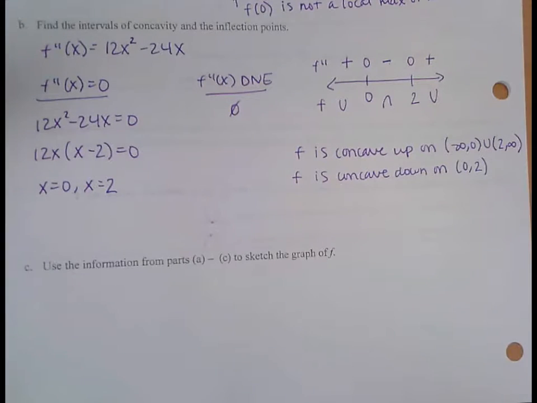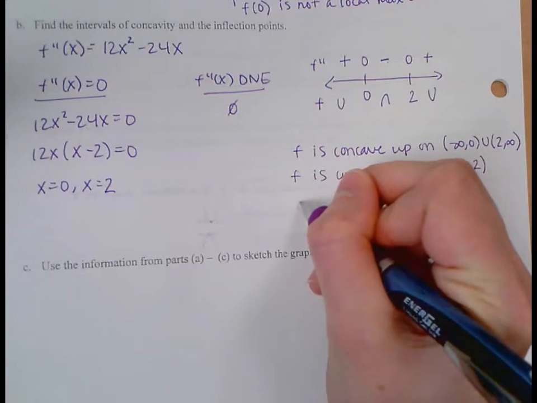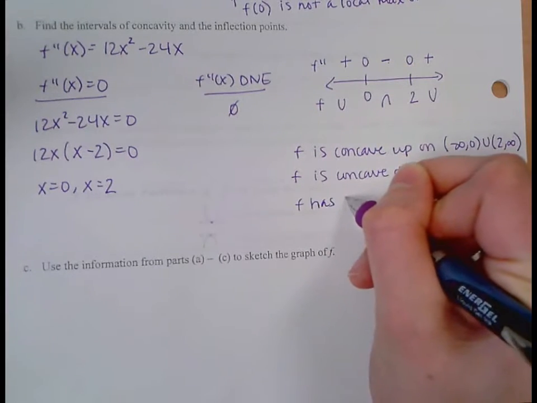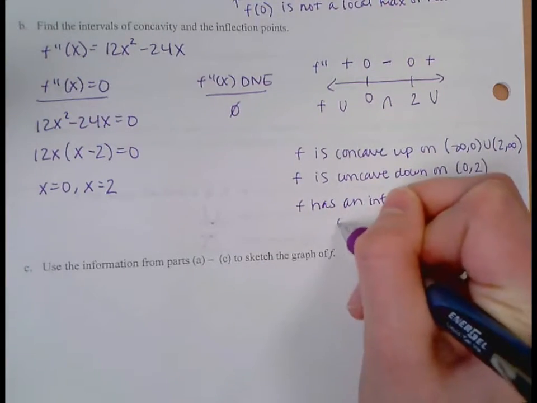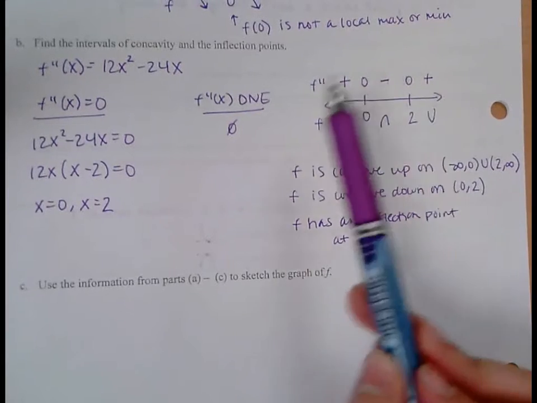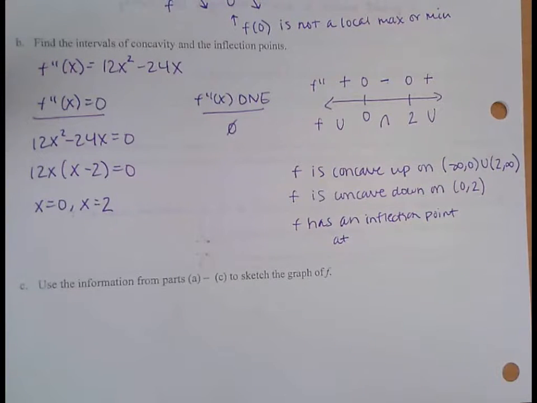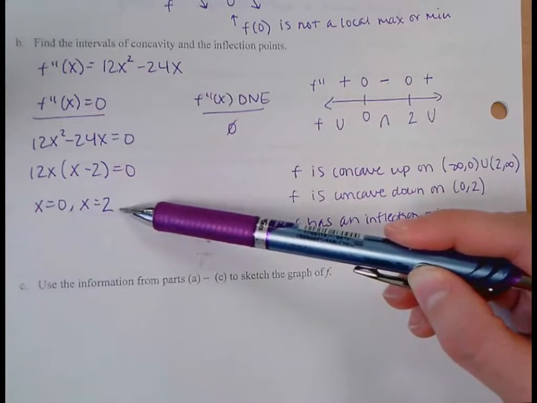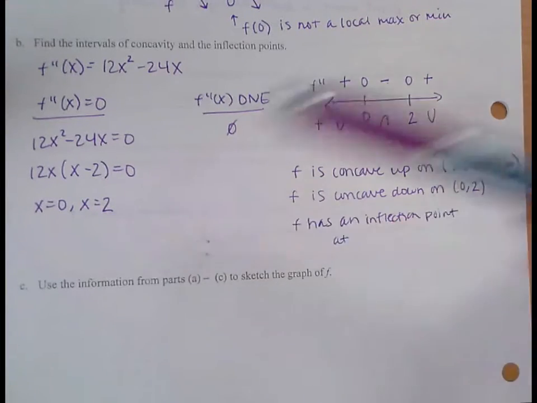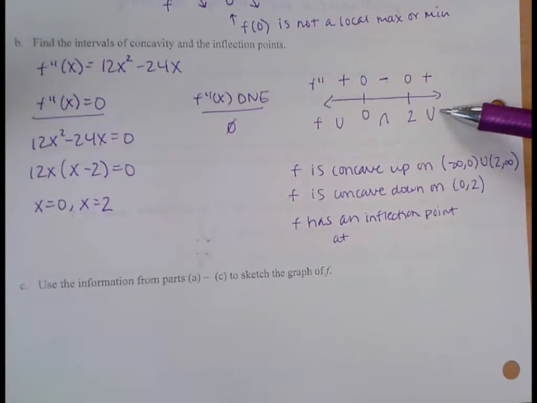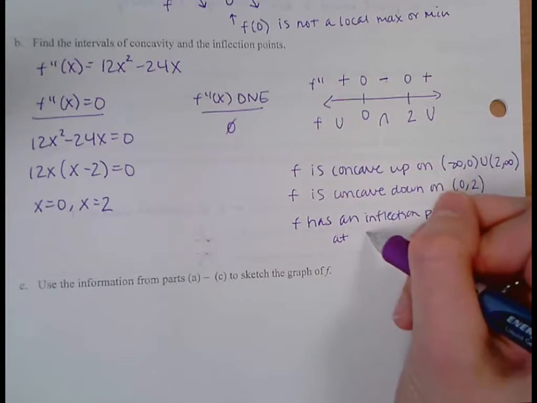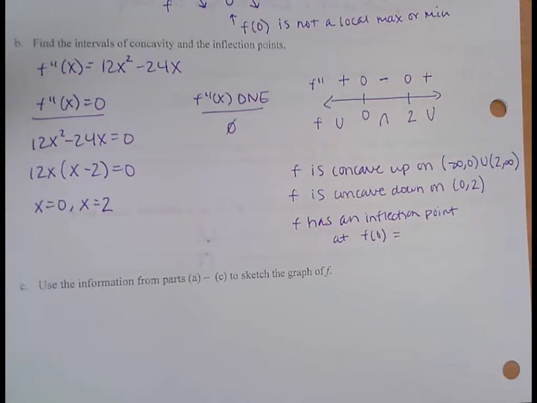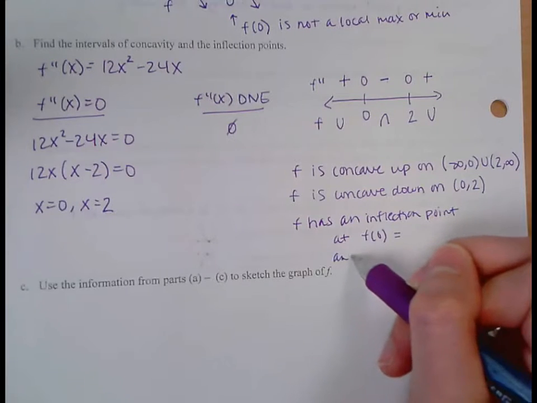And then inflection points. F has an inflection point at. So here you would have to double check. Even if I didn't ask you where the function was concave up or down, I just asked you for inflection points, and you found that 0 and 2 were the critical values, don't automatically say these are inflection points. Actually check that the concavity is changing between them. So at 0, concavity does change because F double prime changes sign. So F of 0 would be an inflection point, and also F of 2.